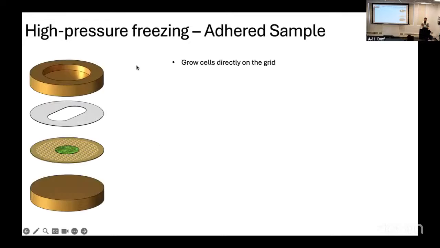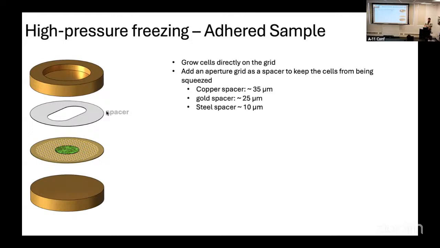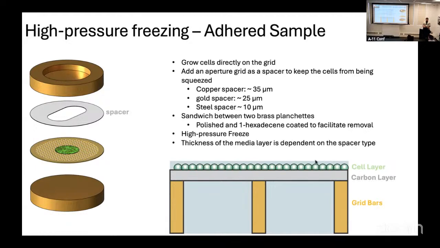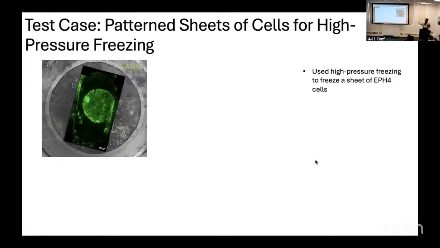The next case, which was more applicable to me, is high pressure freezing in a cured sample. If you grow the cells directly on the grid, you add an aperture grid, which is literally a grid with no grid bars, and you keep it from being squeezed. The different types of metals have different thicknesses, so you can play with the thickness of the resultant sample. You sandwich between the two brass planchettes that are polished and coated in hexadecene, high pressure freeze, and then you get basically a cell layer with a thin layer of media that depends on the type of spacer used.